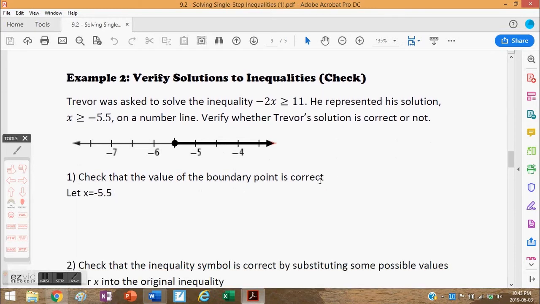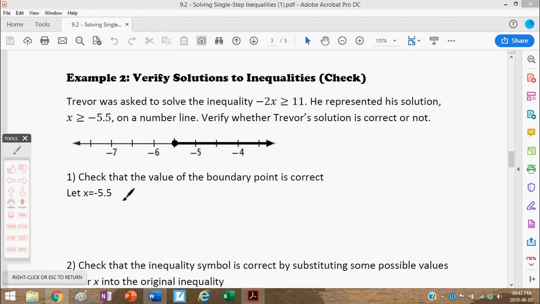Verifying solutions. Everybody's favorite part. Although in this case it's not really too bad. So Trevor was asked to solve this inequality: negative 2x is greater than or equal to 11. He represented his solution, x is greater than or equal to negative 5.5, on a number line. There he is. Your job, let's verify if Trevor knows what he's doing or not.